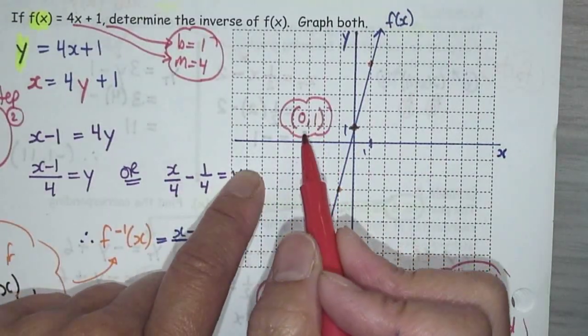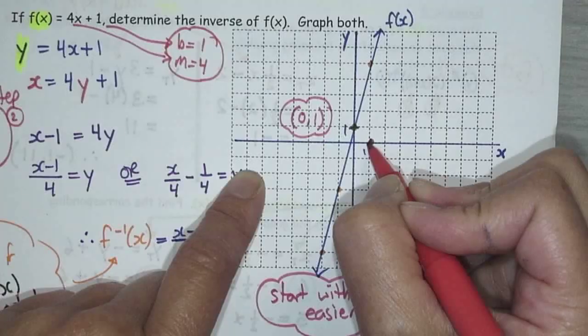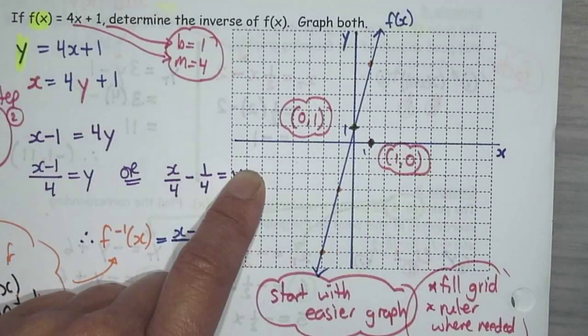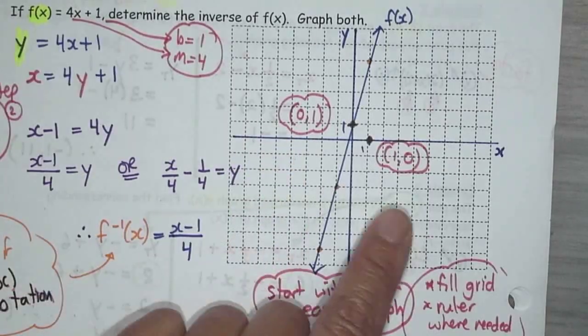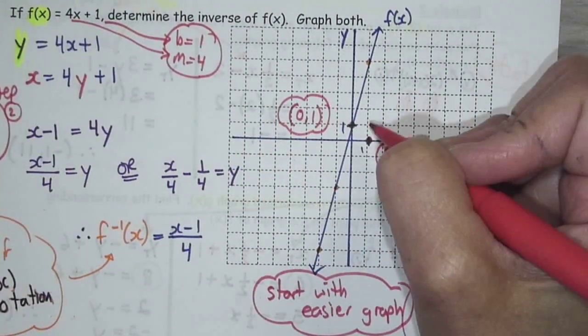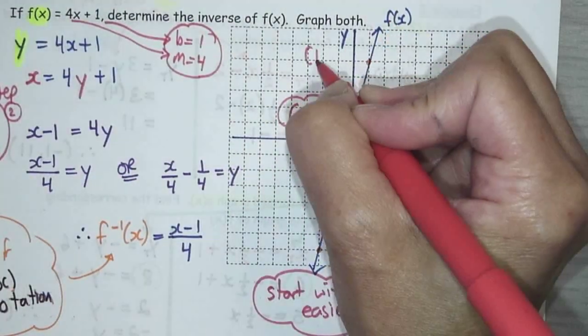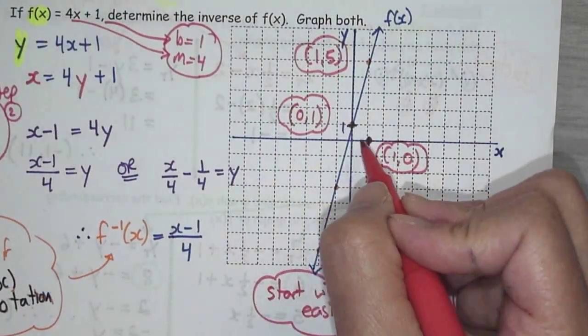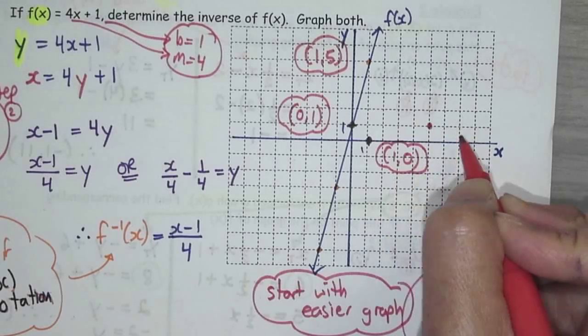Flip the x and the y. So it's 1, 0. So 1, 0. Again, you don't have to label it. I'm just doing it for our notes. So 0, 1 becomes 1, 0. This one is 1, 5. Okay, you don't have to label that, but so you know it becomes 5, 1.